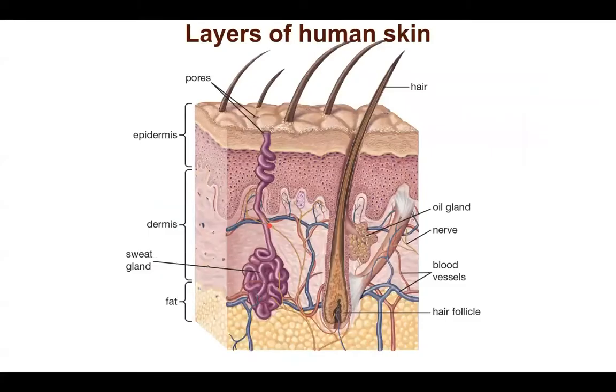Now, if you see the layers of human skin in this diagram, you see the epidermis, which is the outermost layer, and the dermis, which is the inner layer. Below these lies a layer of cells which store fat, that is the fat layer. It's also called hypodermis. This fat acts like a shock absorbing cushion, provides insulation, and is also a source of energy in case energy is required by the body.